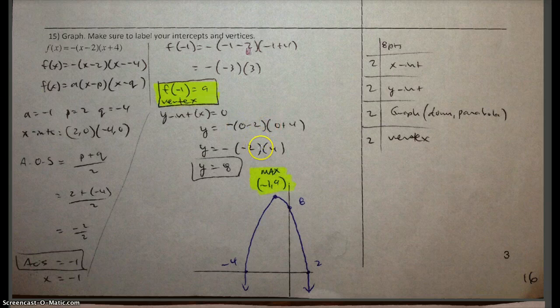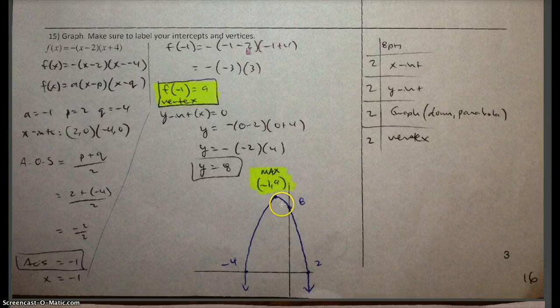To find your y-intercept, you make x equal to 0. Put 0 in there. That's negative 2 times 4, which is negative 8, and the opposite is positive 8. That makes sense because your graph is opening down, crosses the y-axis at 8, and then your x-intercepts are 2 and negative 4. Notice how the midpoint between them is your axis of symmetry, x equals negative 1.